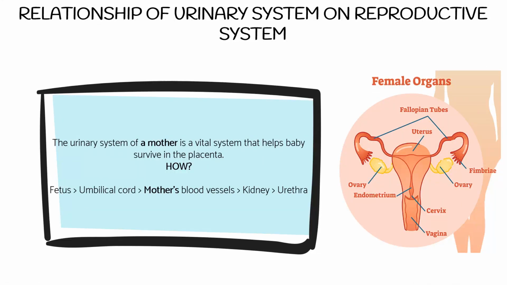In female reproductive system, the urinary system of the mother is a vital system that helps the baby survive in the placenta. How does it happen? The fetus will release carbon dioxide and other waste products through umbilical cord, and these waste materials then exchange in the fetal blood vessels to the mother's blood vessels to be removed out from the mother's body. The blood containing waste materials is then transported to the mother's kidneys and then will be filtered. The waste material is removed from mother's body through urine, through urethra.